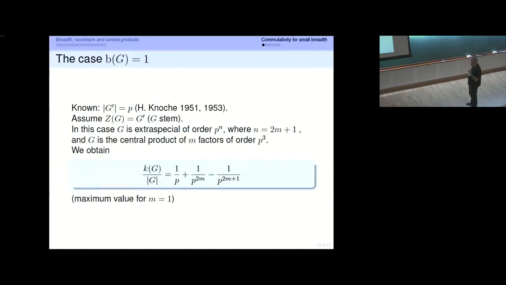Now we are assuming that we are speaking about a stem group. In this case, we see that G is extraspecial. Its commutator subgroup is of order p. Its center is the commutator subgroup. And so it's easy to compute its commutativity. As I said already, I will restrict myself to commutativity, not the polynomials and all the coefficients of the polynomials.